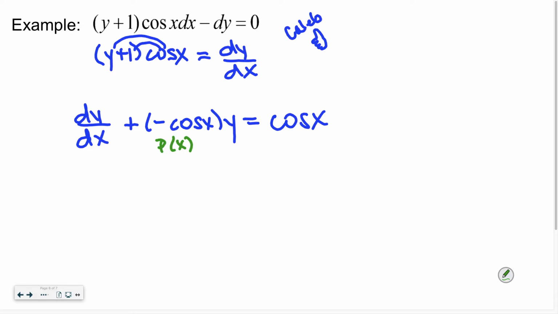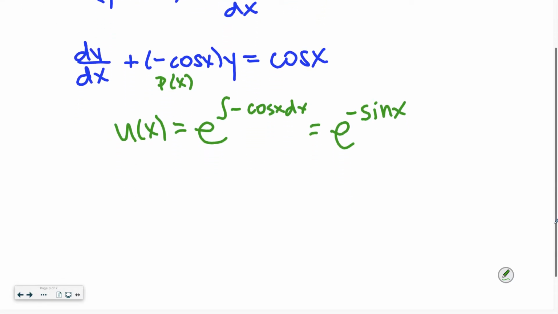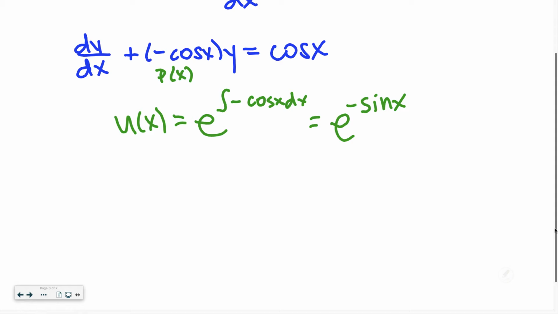So our integrating factor, u of x, is going to be e to the integral of negative cosine of x dx, which would be e to the negative sine of x, plus C. We don't need to worry about the constant, because once we substitute it in, it's all going to cancel out.